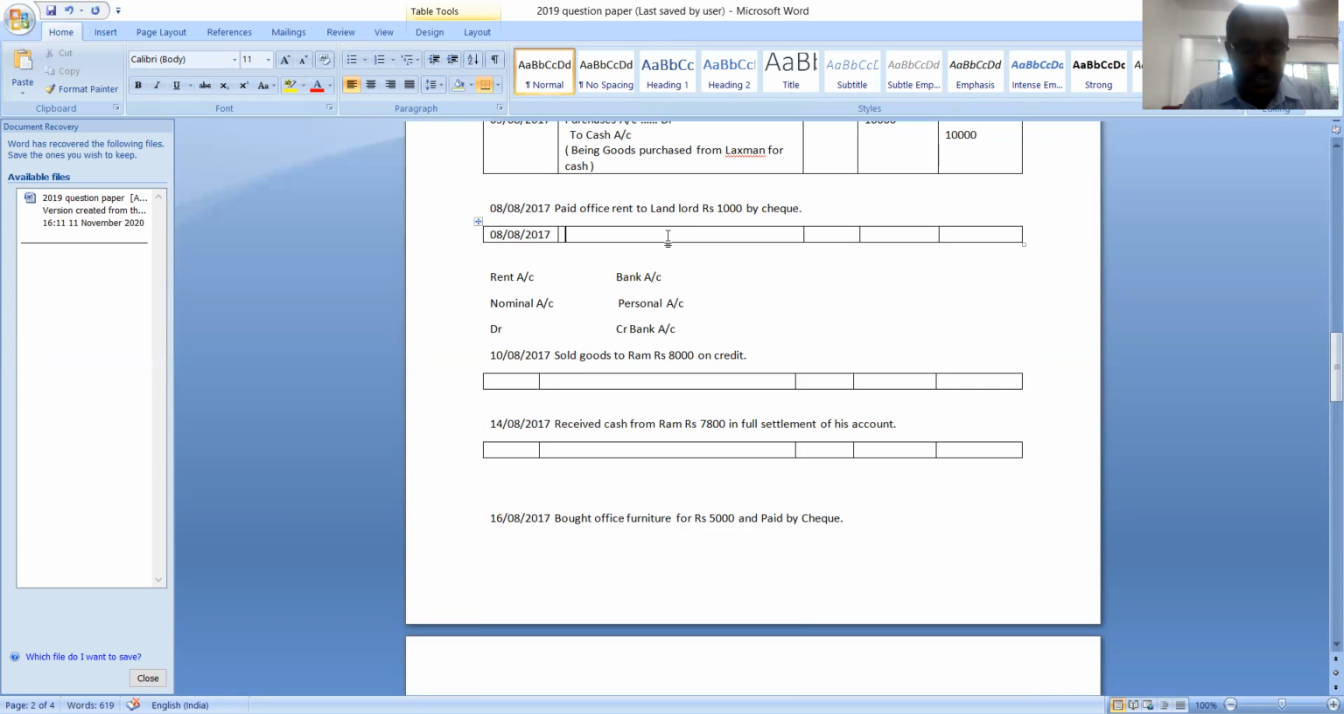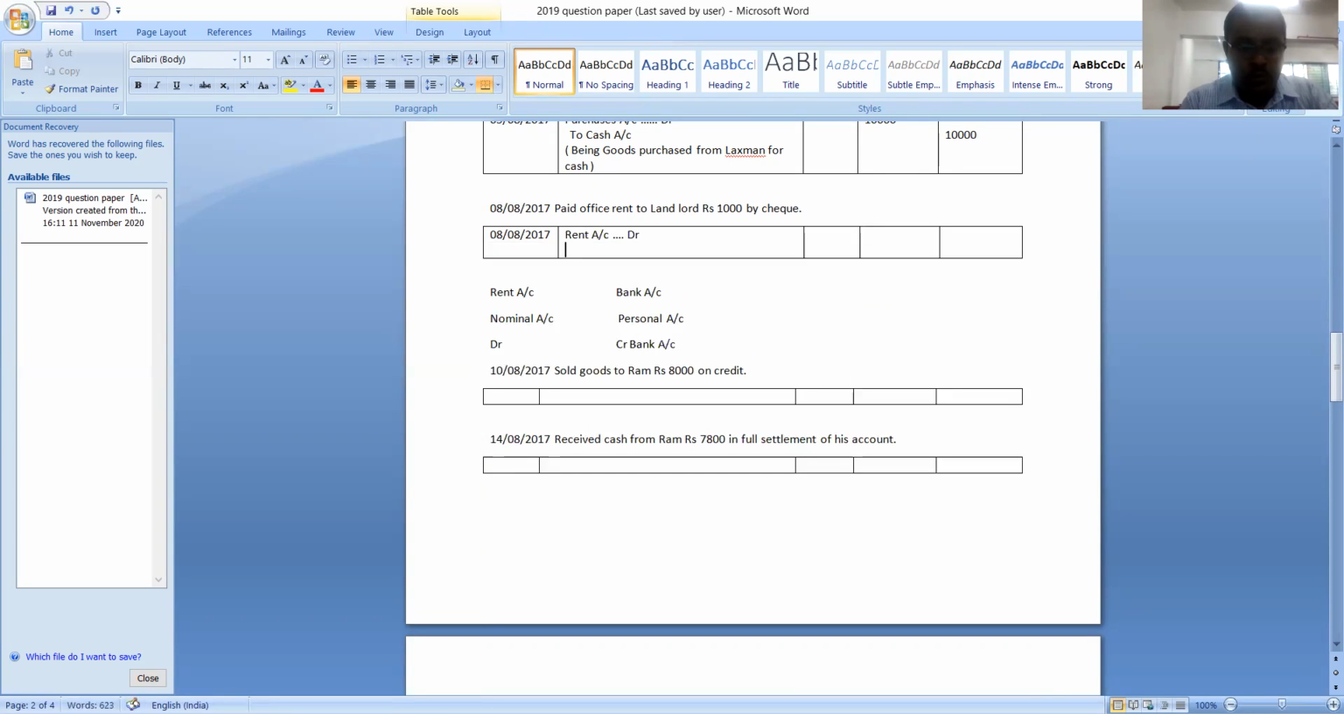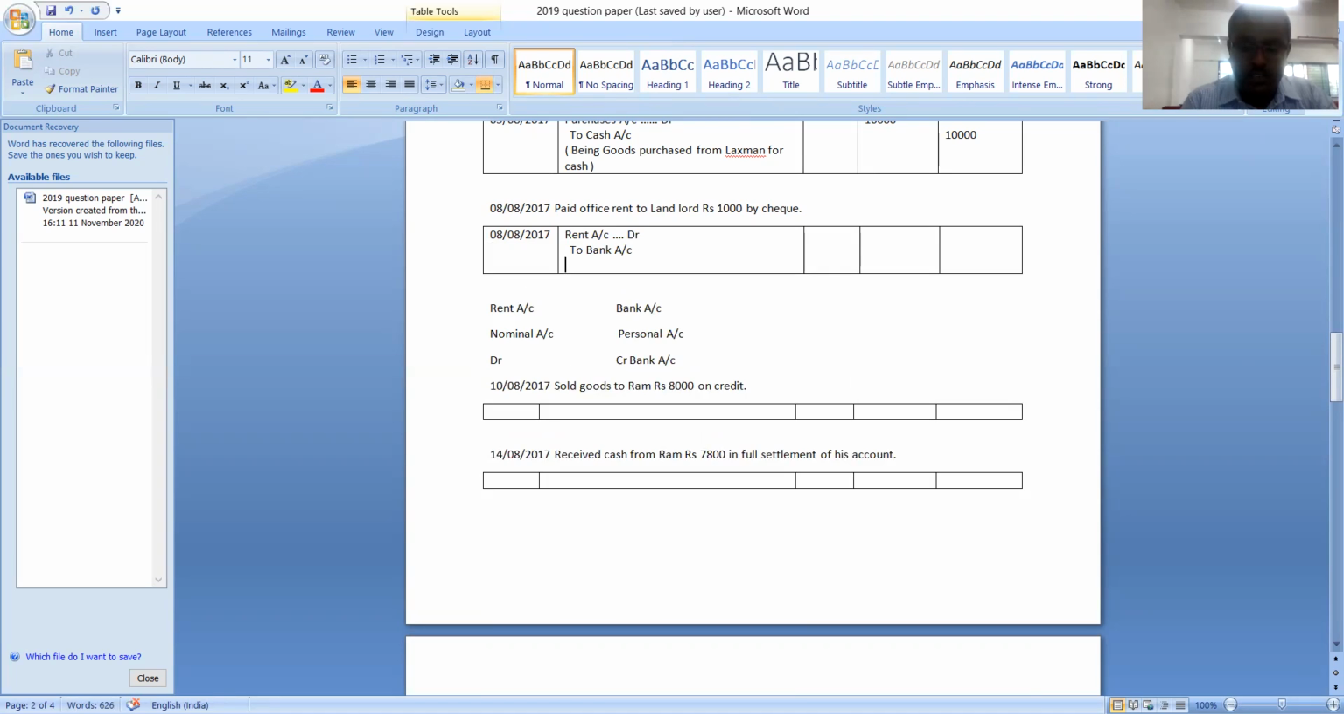So let us write the journal entry. Rent account debit, to bank account. Why bank account is credited? Because banker is the giver. Why rent account is debited? Because rent is expense. In bracket we'll write the narration: being rent paid by check. Ledger folio column nil.